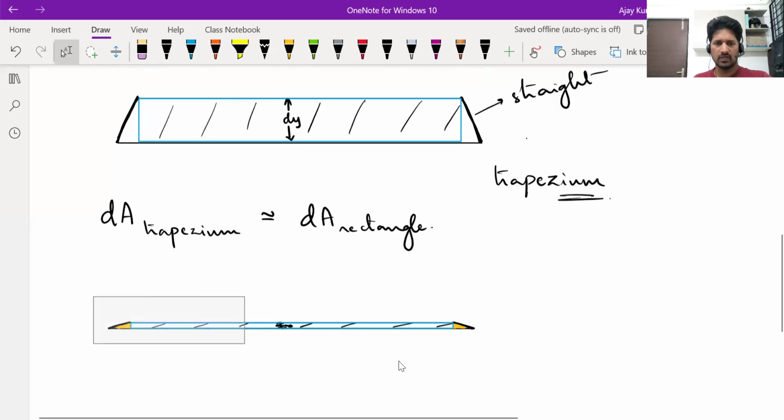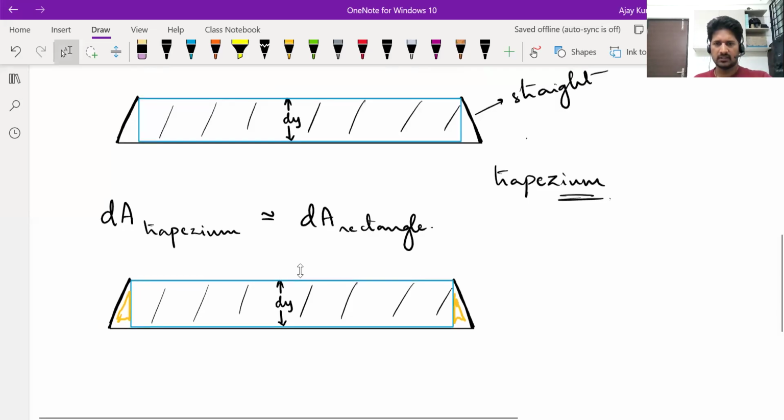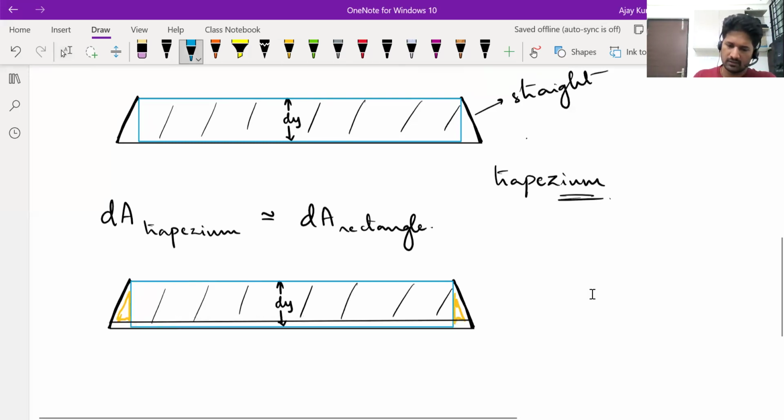In fact, I should not have shrunk it like this. What I should have done is something like this. I should have taken another line very close to the base of the trapezium. I should actually take it like this. If I consider it that way, look at the rectangular area that I get, all the way till here.